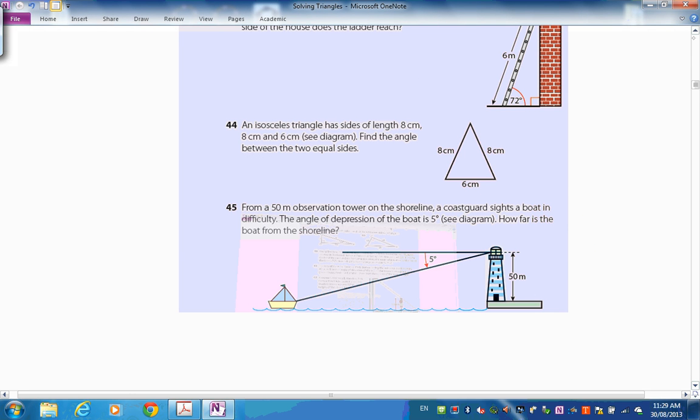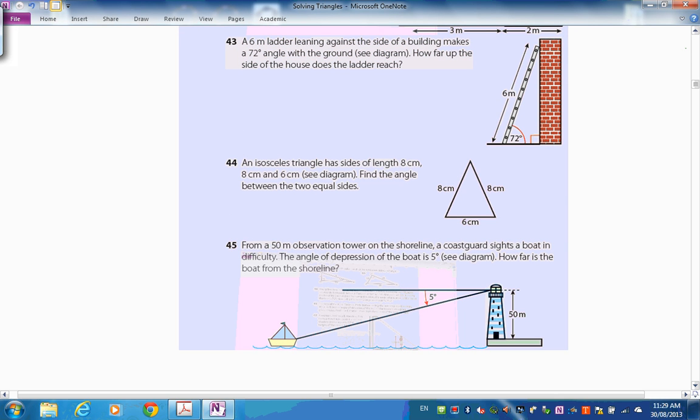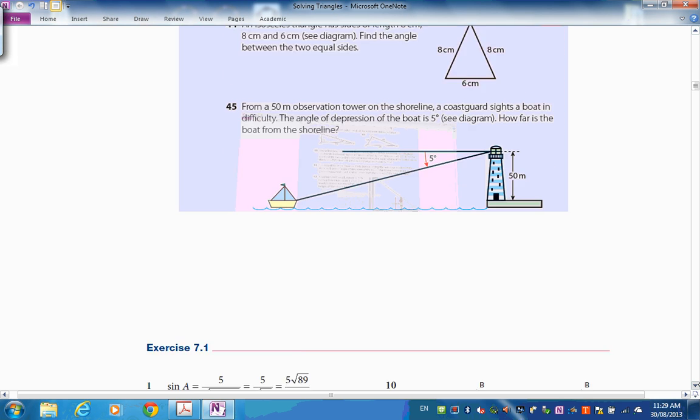44 and 45, it skipped a bit there, we'll just bring back 43. The latter problem is quite a common type of problem. Okay, right, pause it, have a go. I'm going to go on to the solutions now. Let's go on.